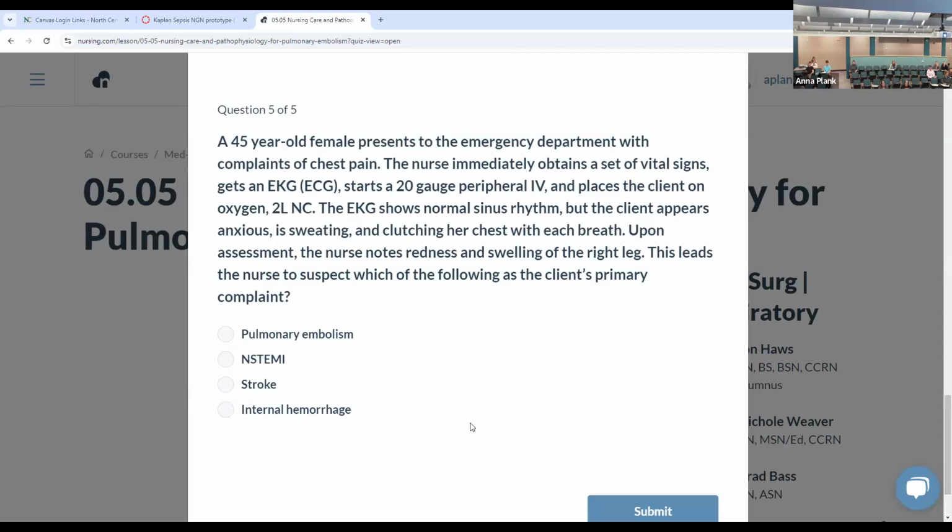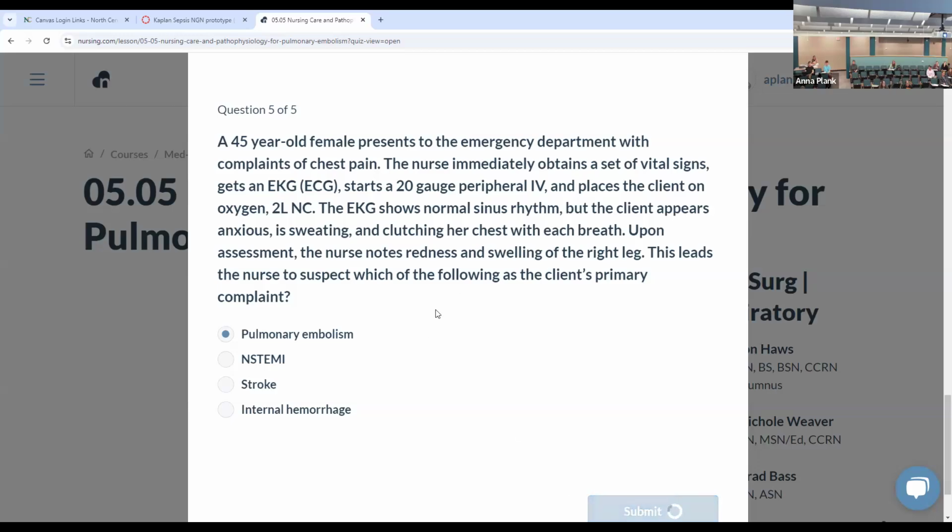Okay, now we're looking at more assessment. Redness and swelling of the leg. What does that indicate to you? DVT, okay? So let's look at non-STEMI, okay? Chest, so we have the normal EKG, stroke. Does that really have anything to do with stroke or hemorrhage? Maybe not. So I would say PE. Let's see how we did.